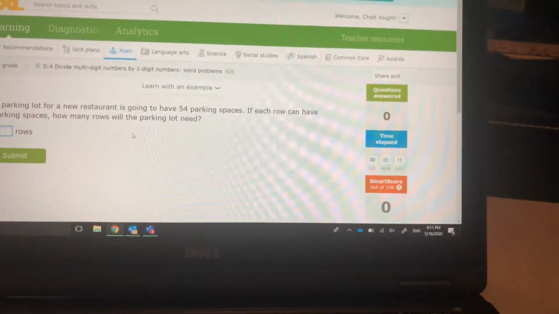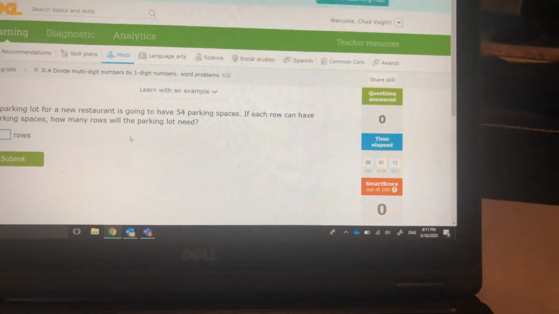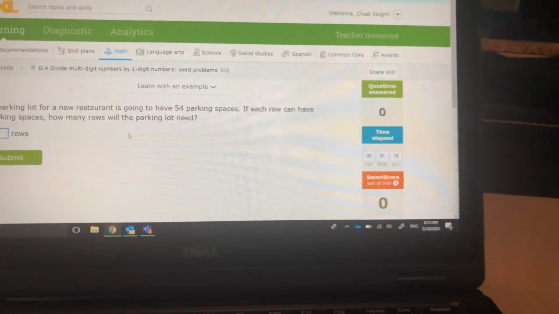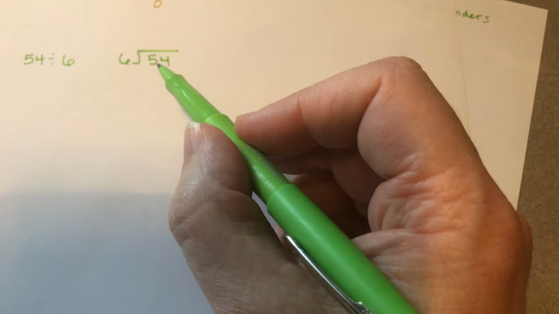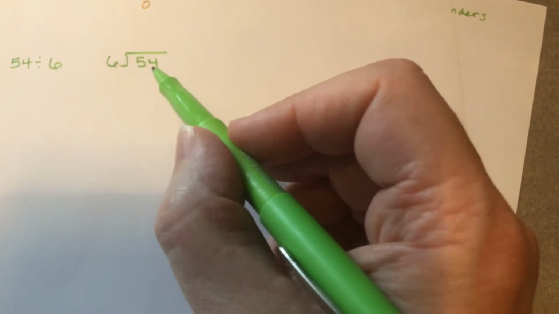Okay, so we're trying to see how many rows are going to be in this lot if they have 54 spaces. So 54, so how many groups of 6 go into 54? Let's do this. So this would be 54 divided by 6. And I'm going to ask myself, okay, how many groups of 6 go into 54? Okay, how many groups of 6 go into 5? 0.